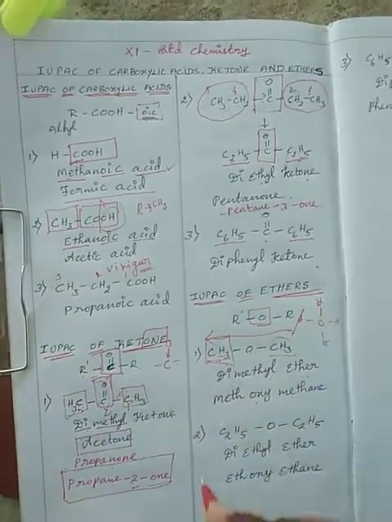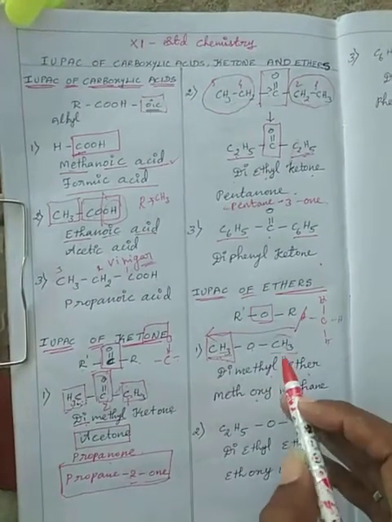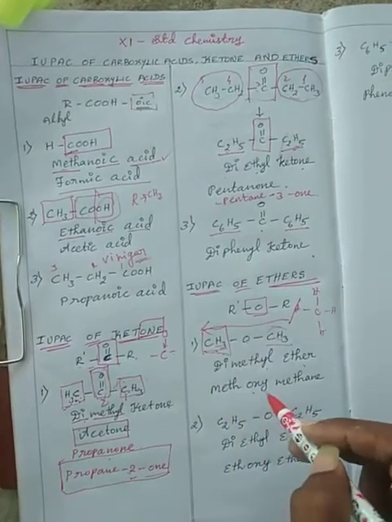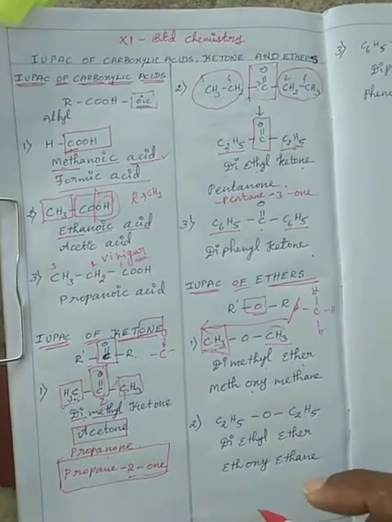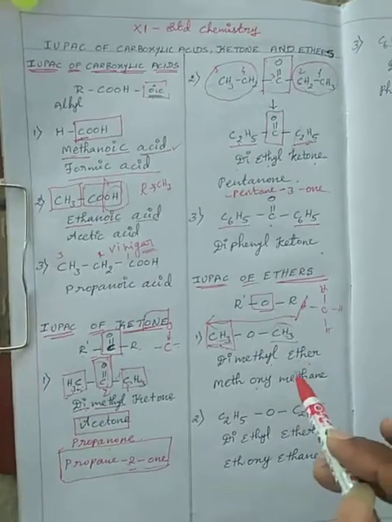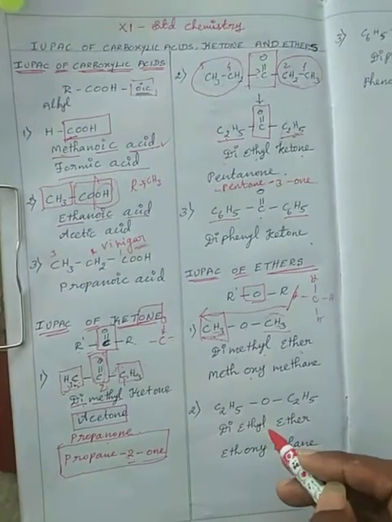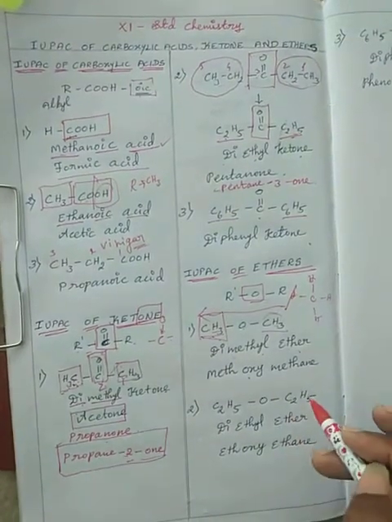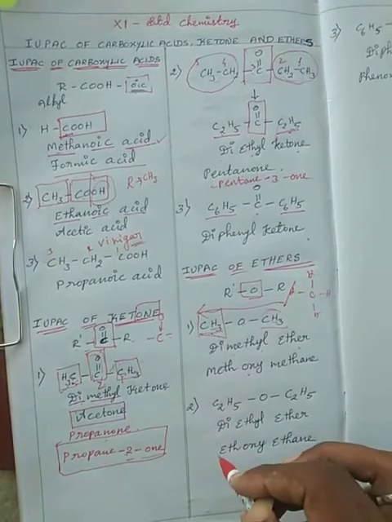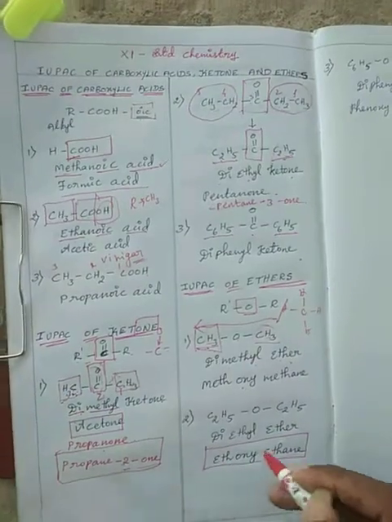So the original name is also mentioned: methoxymethane. Methoxymethane is the IUPAC name. The common name is also very easy, dimethyl ether, finished. Next, we already considered the ethyl group, diethyl ether, finished. So the IUPAC name is ethoxyethane, ethoxyethane.